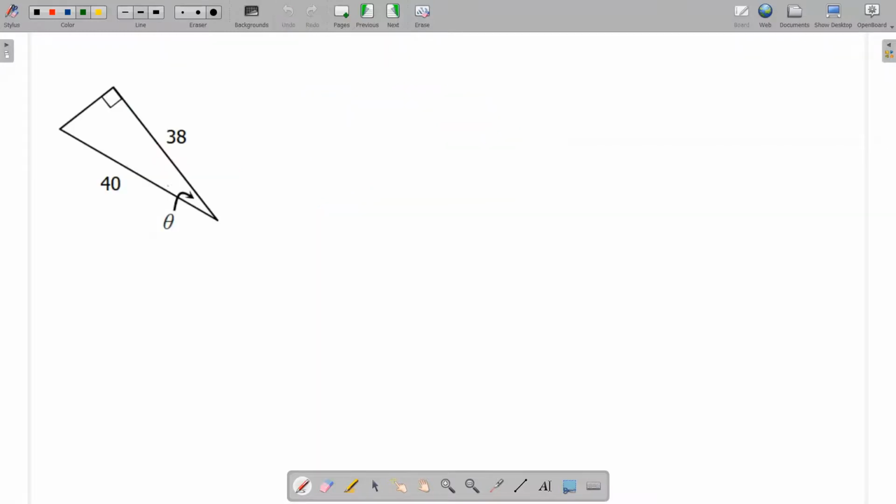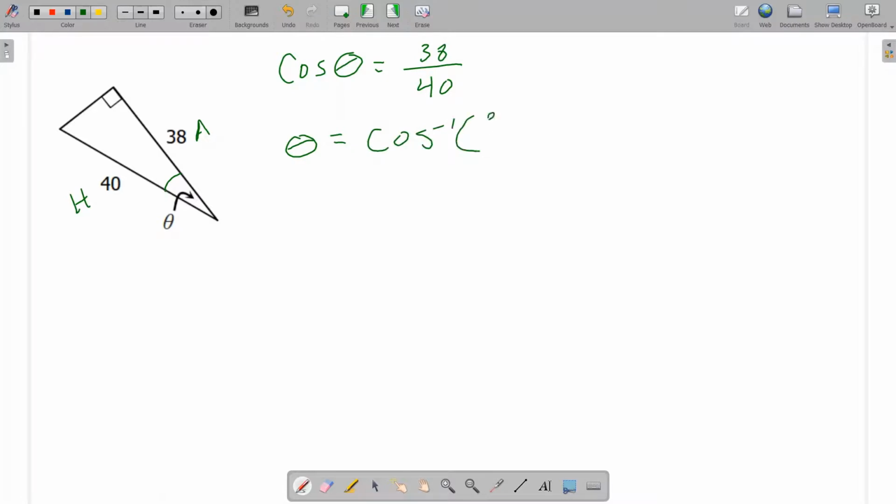All right, let's look at another one. Okay, based on angle theta again, mark which sides you have. We have the adjacent side and the hypotenuse, so that's going to be cosine this time. Cosine of theta would be equal to 38 over 40. So we need to do inverse cosine to both sides, which is going to give us 18.2 degrees.